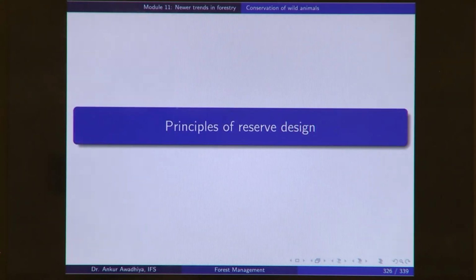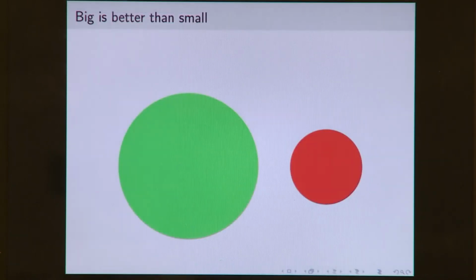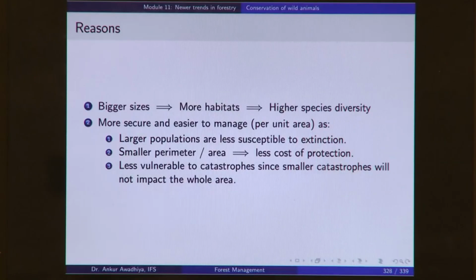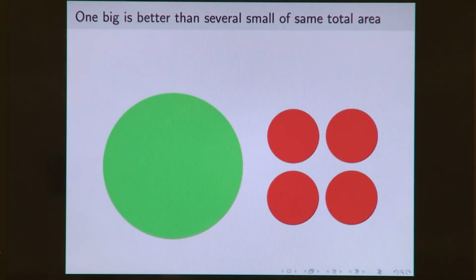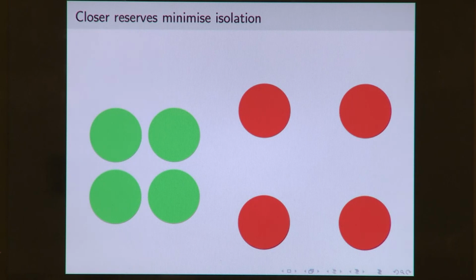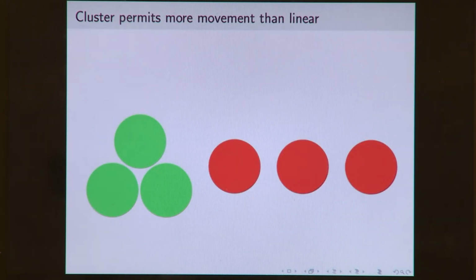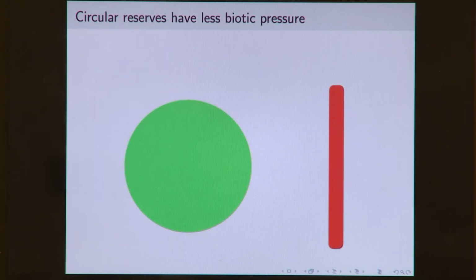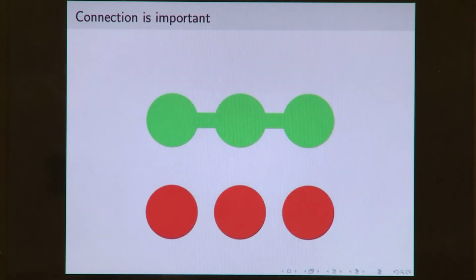Then we looked at principles of reserve design. You need to have big reserves because it is cost effective, and also it provides more habitats. It is less vulnerable to catastrophes. So, one big is better than several small. Closer reserves are to be promoted, cluster formation is preferred as compared to a linear formation, circular reserves are preferred because they have low biotic pressure, and connectivity needs to be maintained.